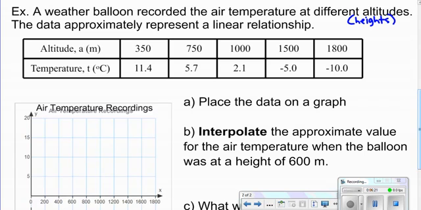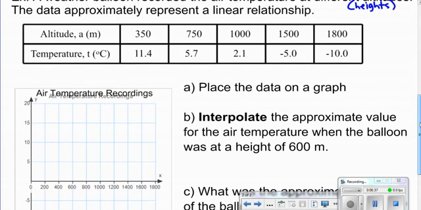And the data represents a linear relationship, but it says approximately. So what that means is maybe every single point isn't exact. Now I know that when this was photocopied for you, the graph is quite light, but hopefully as you're watching online you can see the video pretty well.